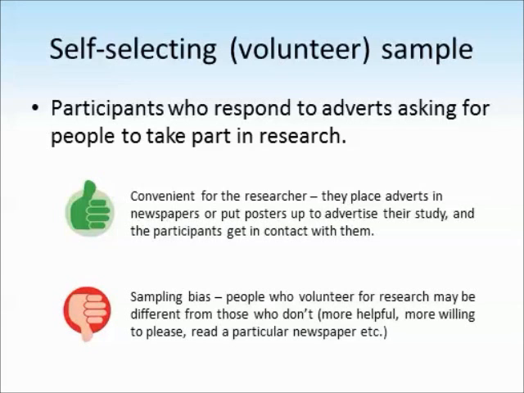However, again, there's an issue of sampling bias. People who volunteer for research might be very different from those who don't. So for example, they could be more helpful or more willing to please. They might read a particular newspaper, and that can be a problem if the experimenter has only advertised in one newspaper. They will only get people who read that one paper, and that can bias the sample.